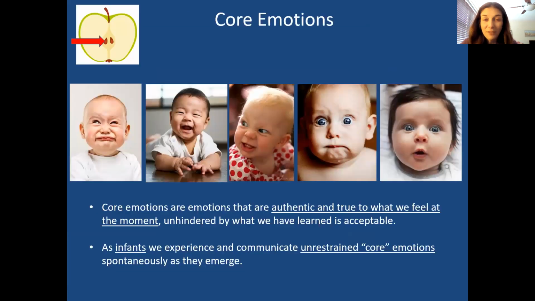Okay, so here's the origin of some of the core emotions. Let's look at these little babies here. Babies are unfiltered. They just express whatever it is they're expressing without really thinking much about it. They just have pure, raw, intense emotions: happiness, joy, anger, anxiety, fear, whatever it is. So they're authentic, they're true to the moment, they're not inhibited in any way. So you have unrestrained core emotions.